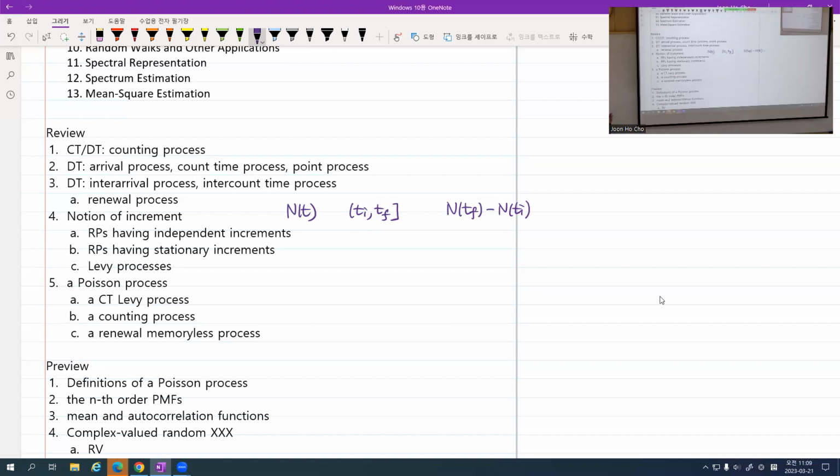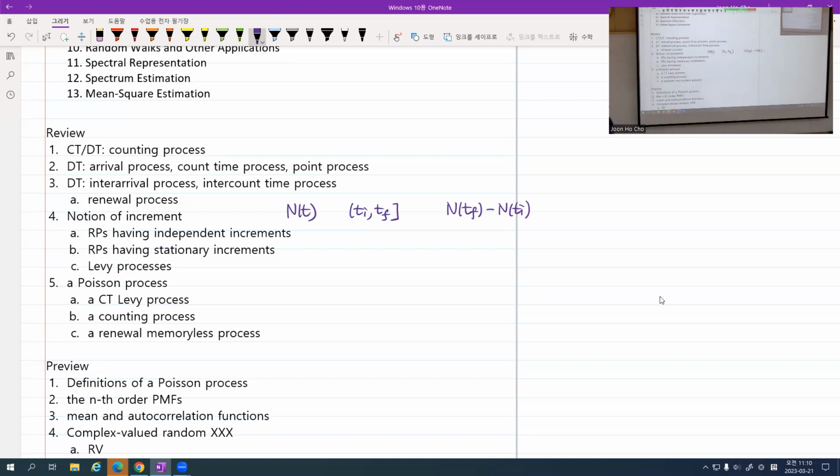So the stationary random process, that term is not related to the stationary increment. Got it? So when we classify a random process, there is a term called stationarity. However, in this case, we are concerned with an increment. And then we say increment is stationary if the distribution is parameterized by time difference only.